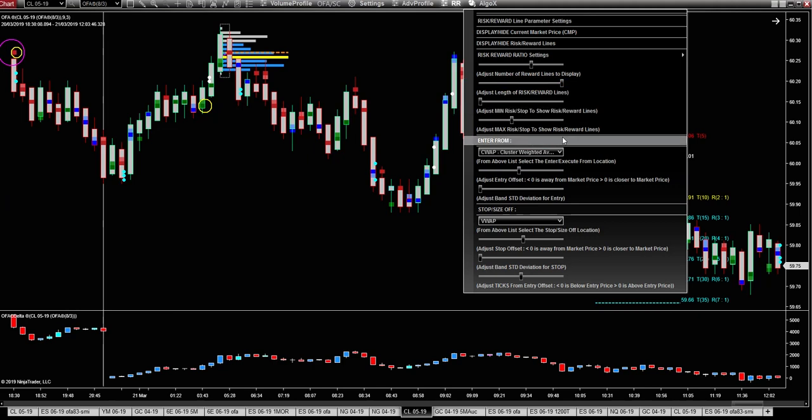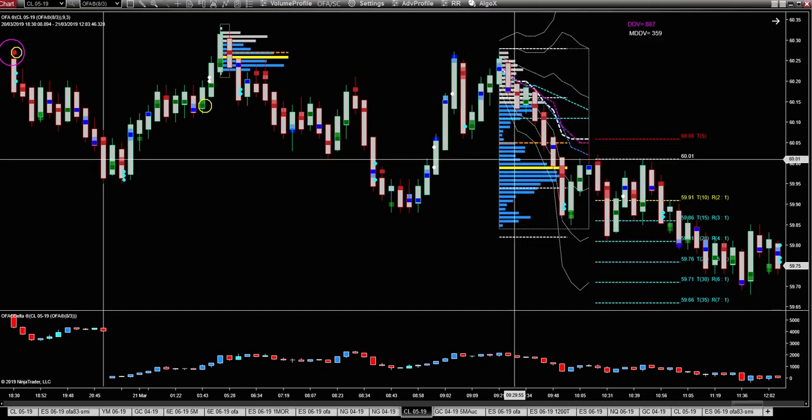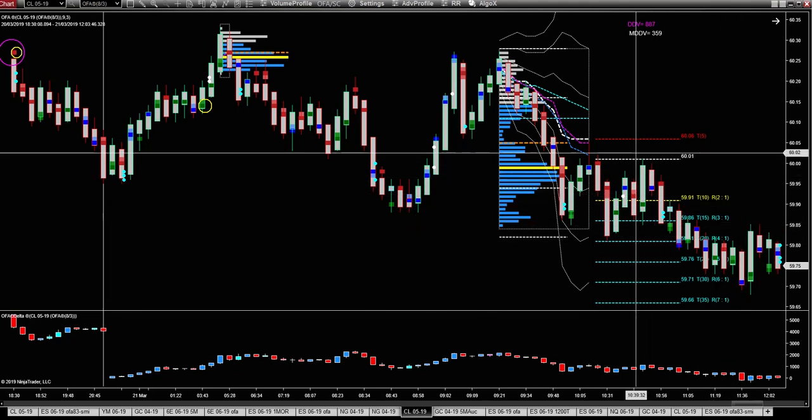So as you can see here, I've adjusted the entry and the stop size in this instance to being 1 tick behind the VWAP. So we have 5 ticks of risk for this trade, and you can see here the risk projections for this entry and stop.